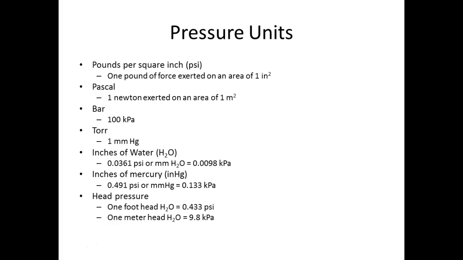So notice the Pascal and the Newtons is the same thing, right? So a pascal is 1 Newton exerted on what? 1 square meter. A bar is equal to what? 100 kilopascals. A torr is equal to 1 millimeter of mercury. Then we have inches of water. We're not going to run into that very often in fluid power, but you will run into inches of mercury. Anybody seen inches of mercury?